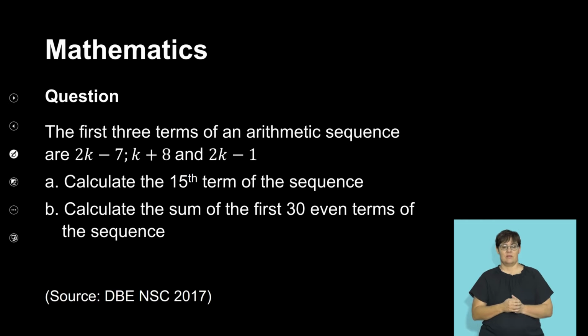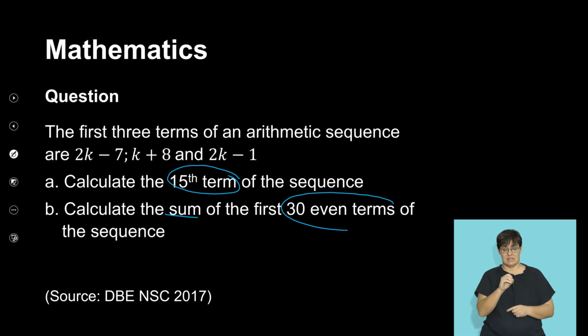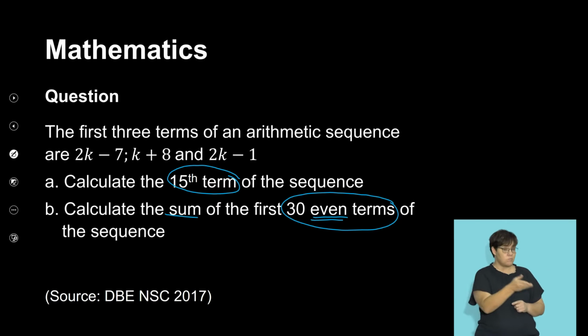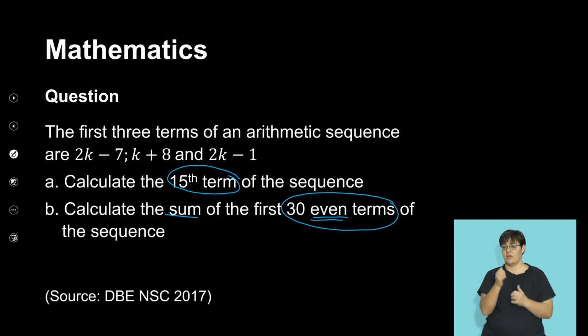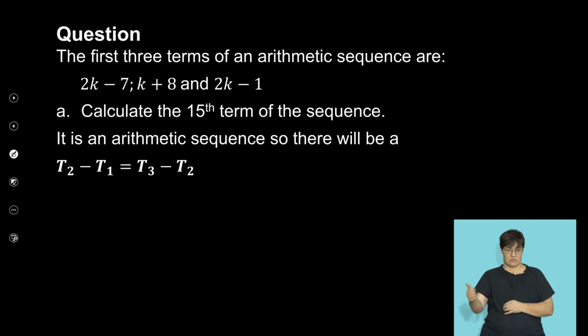So the first three terms of an arithmetic sequence are 2k minus 7, k plus 8, and 2k minus 1. We first need to calculate the 15th term of the sequence. Then we will be calculating the sum of the first 30 even terms of the sequence. So please, right now at this point, I'm hoping that the word even jumps out at you, but we'll get into it when I actually do B. But I'm first going to focus on A, which is calculating the 15th term of the sequence.